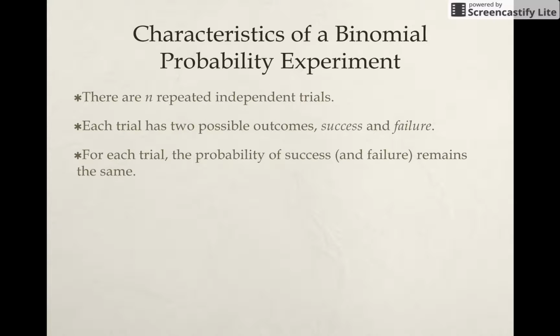All right, two possible outcomes. Again, we often use the words success and failure, but you really can consider any probability experiment that has two outcomes, as long as it fits the other characteristics here, you can call it binomial. So flipping a coin, you have two possible outcomes there, heads and tails. Those aren't necessarily a success and failure kind of characterization, but we can still call it binomial because there are two outcomes. All right. For each trial, the probability of success remains the same.